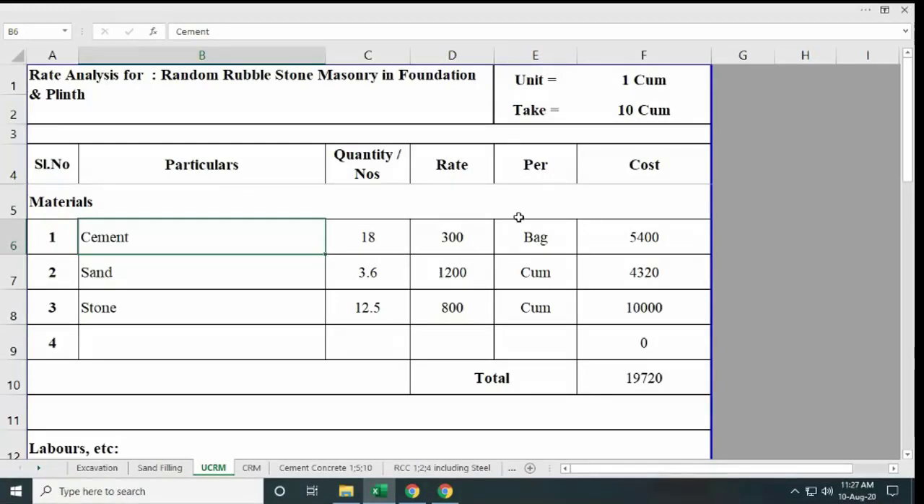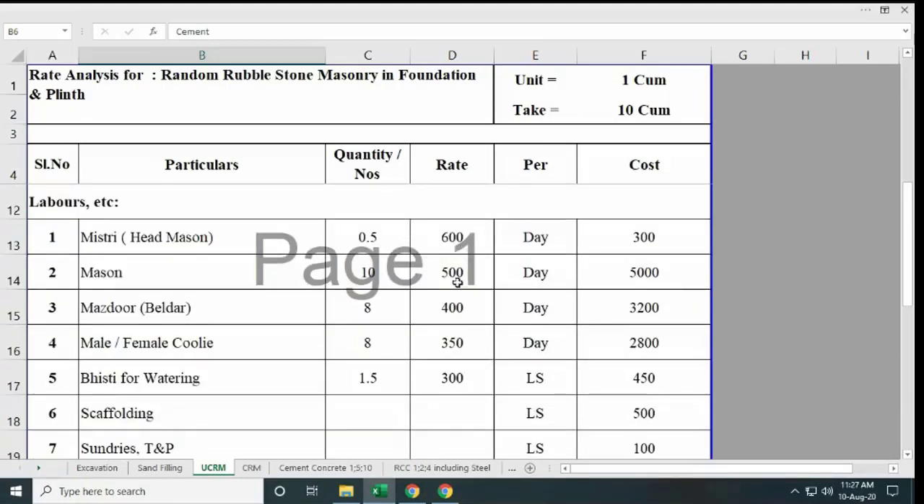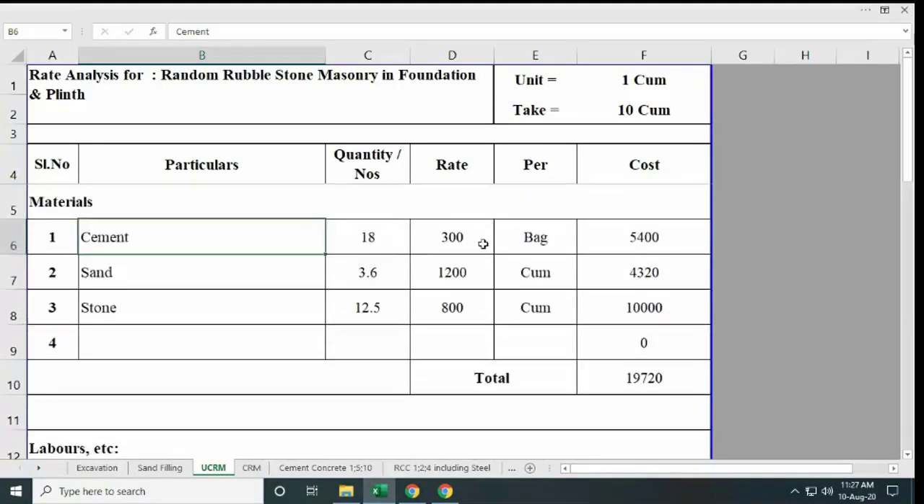After 10 years, don't say that I taught you these rates. At that time, whatever rates you have, you have to multiply with those. Similarly, labor rates will also vary. What the present market rates are, that has to be used to prepare the rates. Now it has become costlier. I have taken a nominal rate of 300 rupees per bag. A few days back, before the lockdown, it was nearly around 280 rupees per bag, and now it has gone to 340, 350.